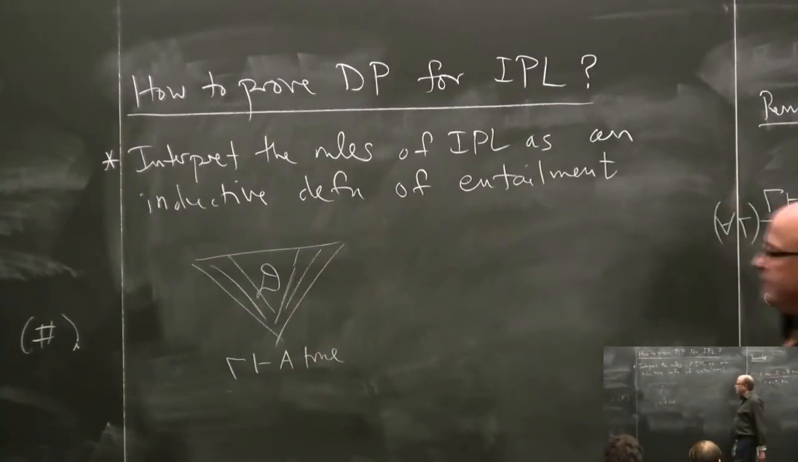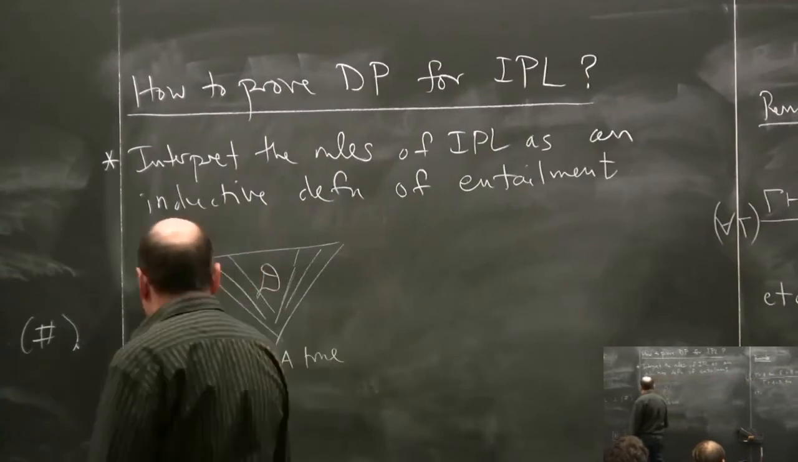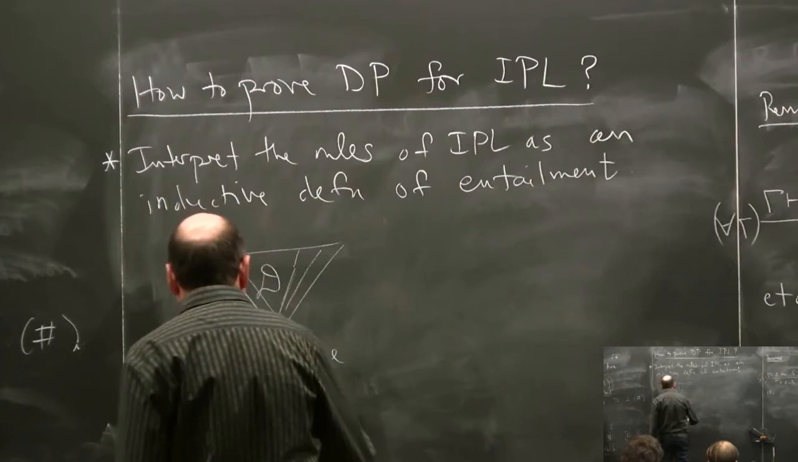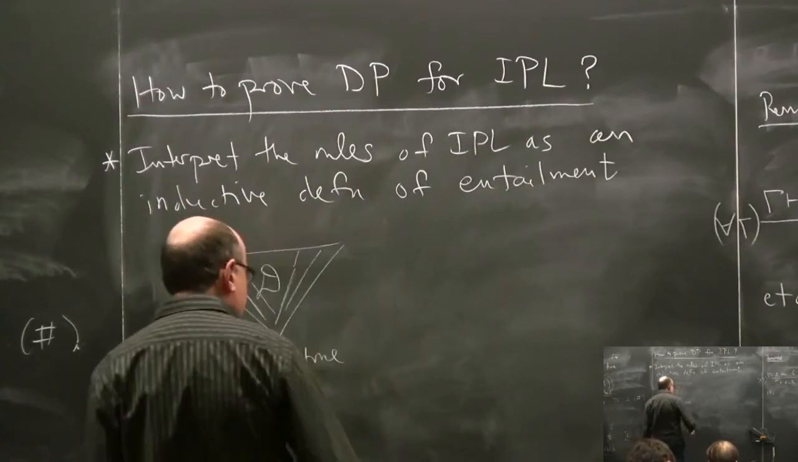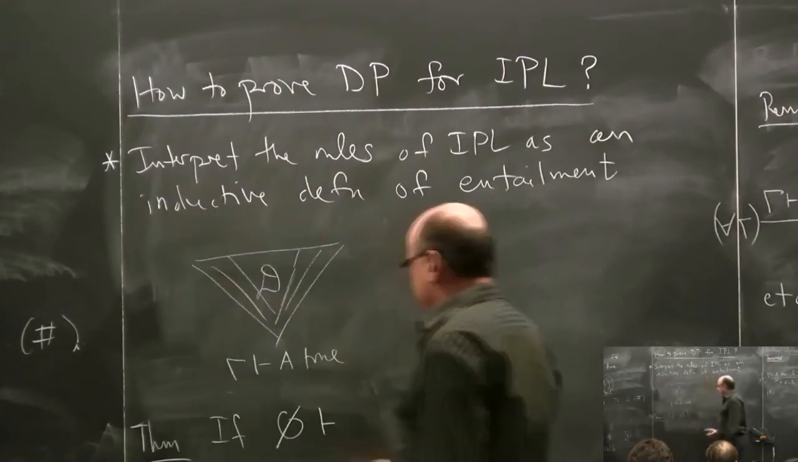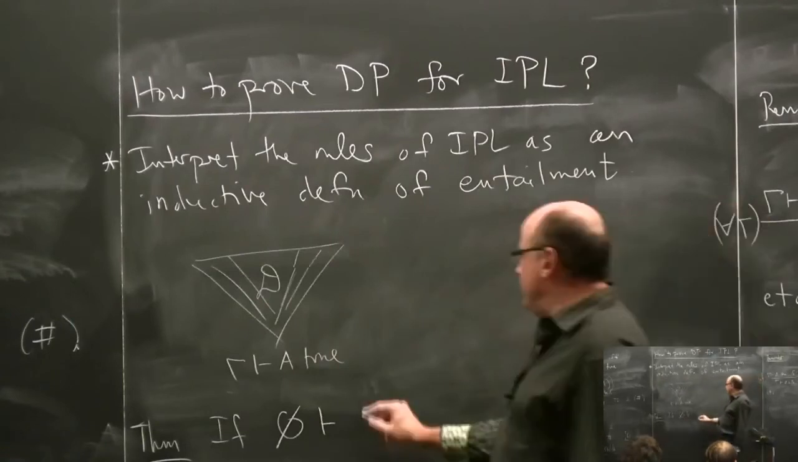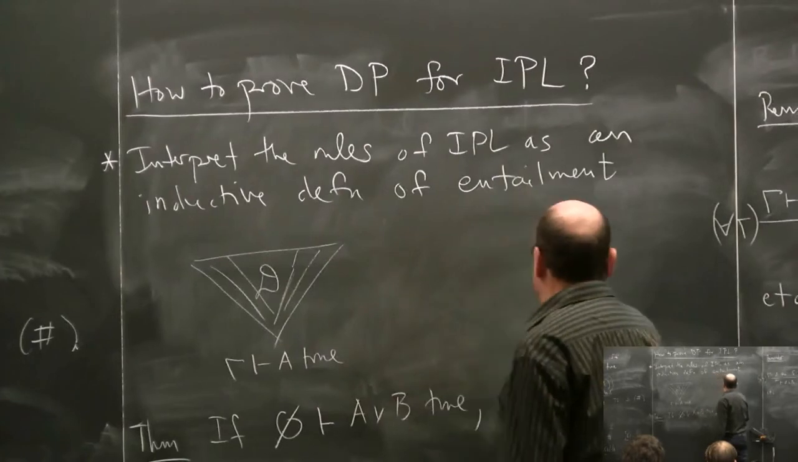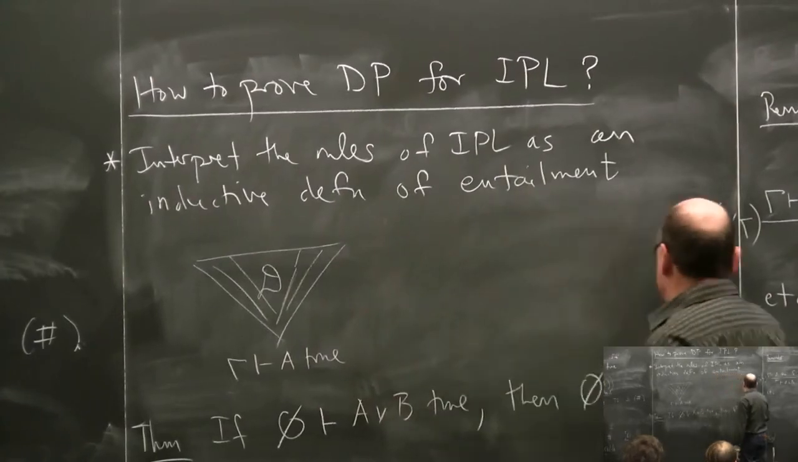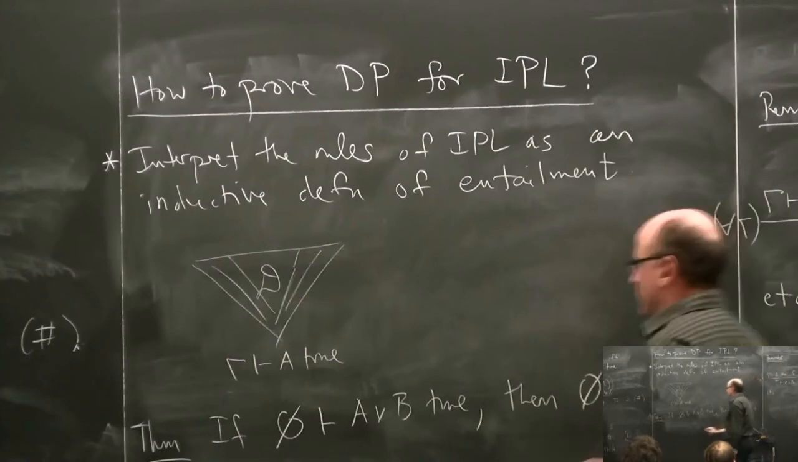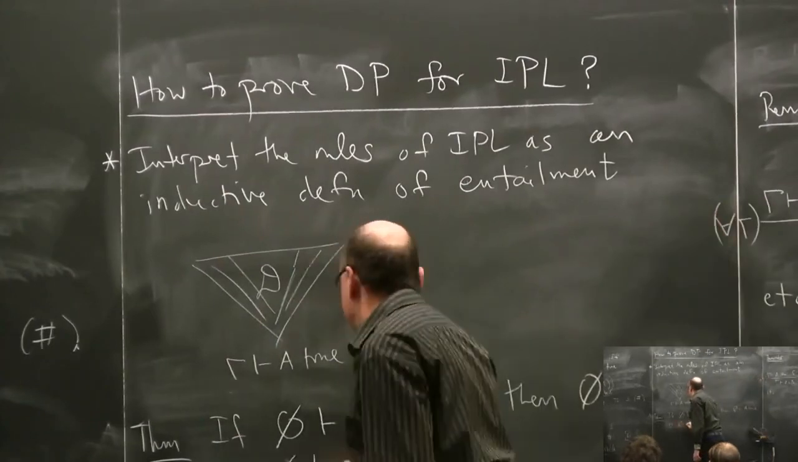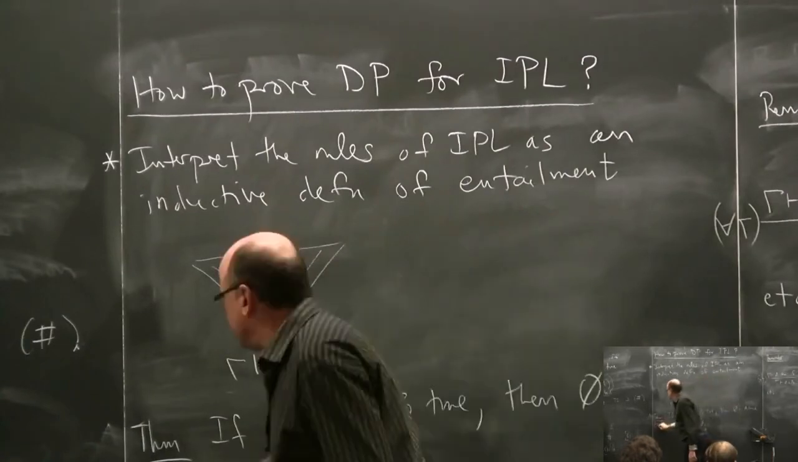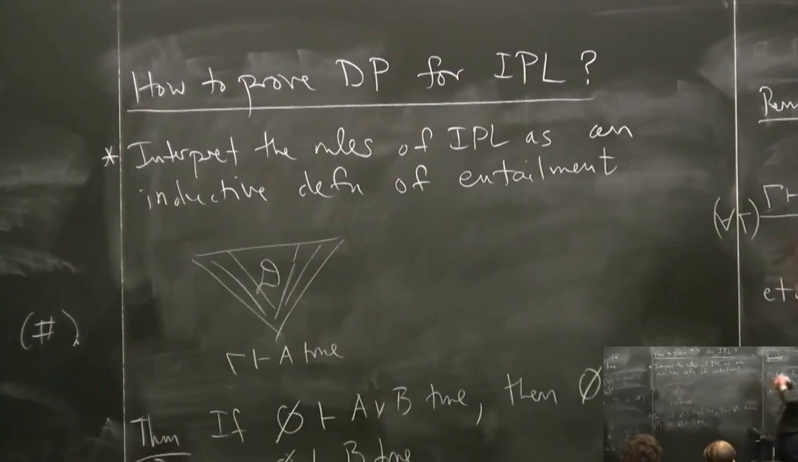So now what our theorem is going to be, and this is important, I'll write it like this in order to stress: if under no assumptions you prove A or B is true, then under no assumptions you either have A is true, or under no assumptions you have that B is true. That's the disjunction property, written out carefully.